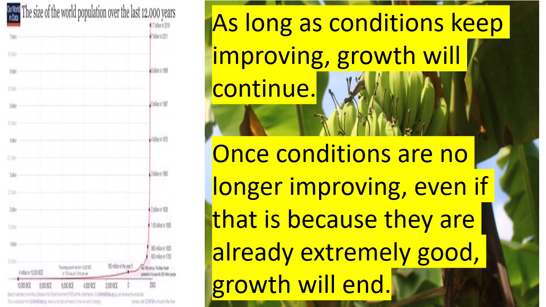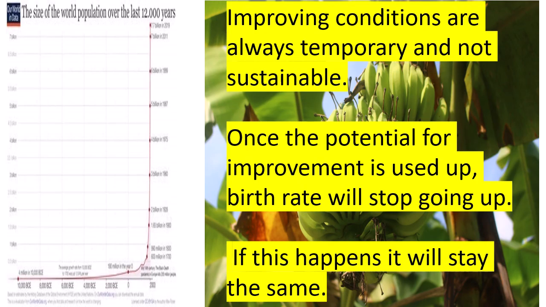As long as conditions keep improving, growth will continue. Once conditions are no longer improving, even if that is because they are already extremely good, growth will end. Improving conditions are always temporary and not sustainable. Once the potential for improvement is used up, birth rate will stop going up. If this happens, it will stay the same.